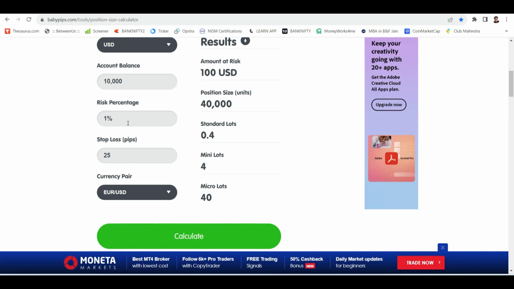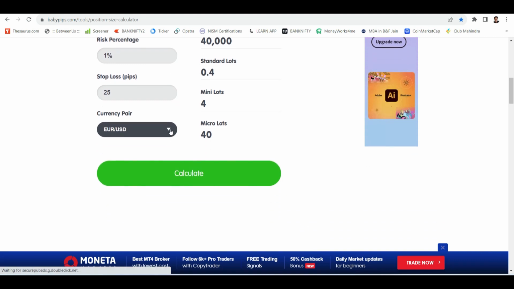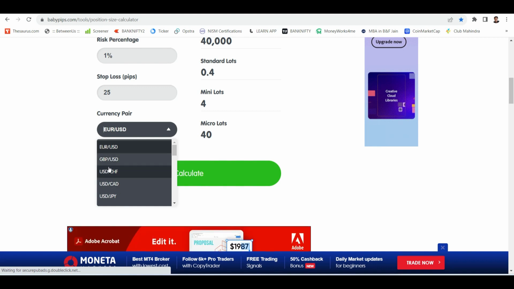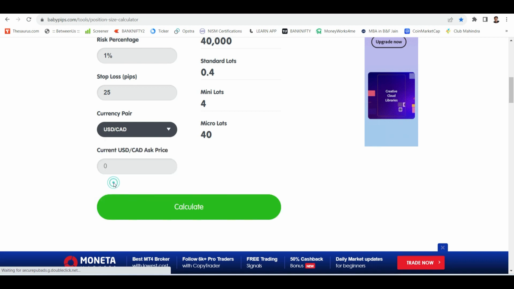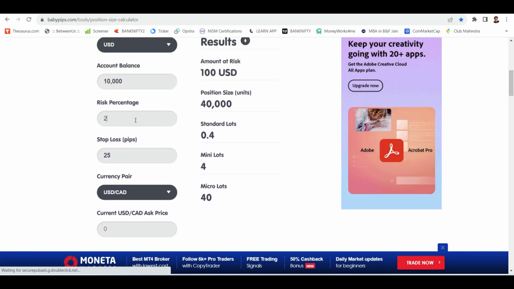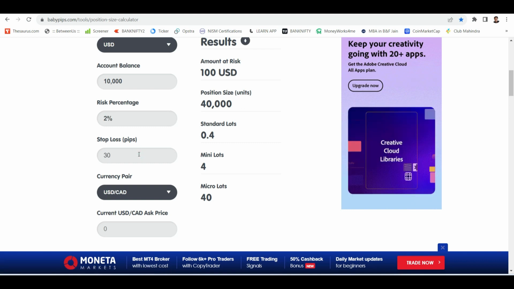Once you understand this, you go back to your MT4 or any other platform where you are trading, and you can enter this information for the particular trade. Now if you are trading in some other currency, it is very simple. You click over here and it will ask you whichever currency pair you want to enter. Say for example, you want to trade USD/CAD, you enter USD/CAD, and say you want to risk 2%, you can put 2%, and if your stop loss is 30 pips, you put 30 pips.